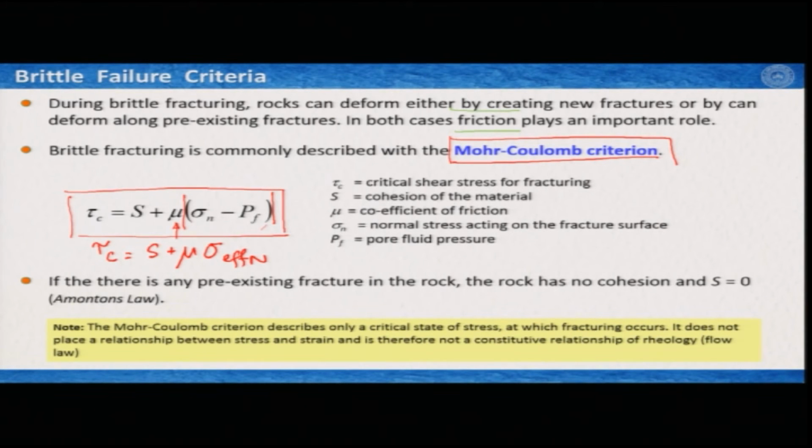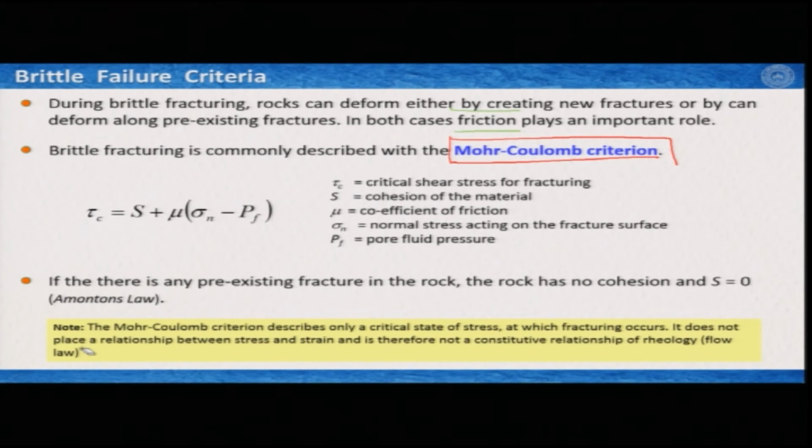Now, we will discuss these two terms, cohesion and friction, in the next slide, and in the slide after we will see how it works with different rocks. But cohesion is something that, if you have some sort of pre-existing fracture in the rock, then there is no cohesion. I also tell you that this equation is one of the most important equations in brittle fracturing or brittle deformation, and is extensively used in rock mechanics studies. And I repeat, this is known as the Mohr-Coulomb failure criteria.